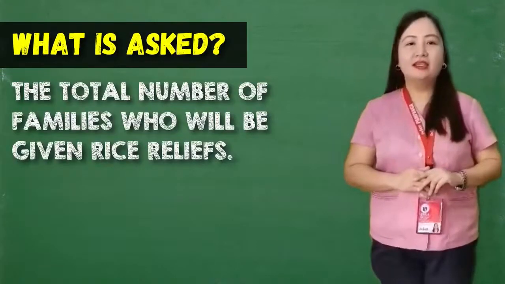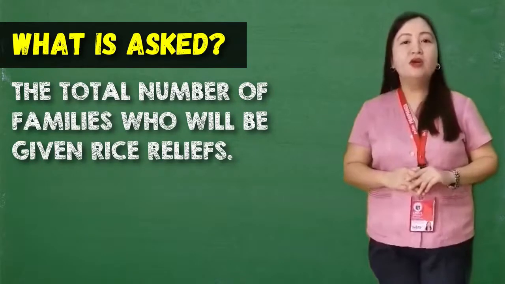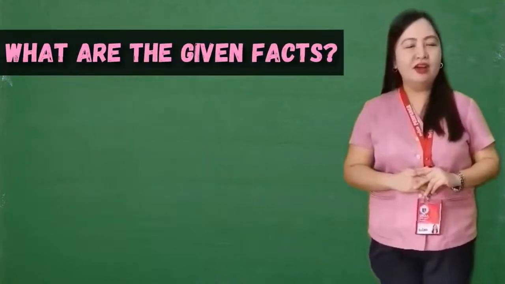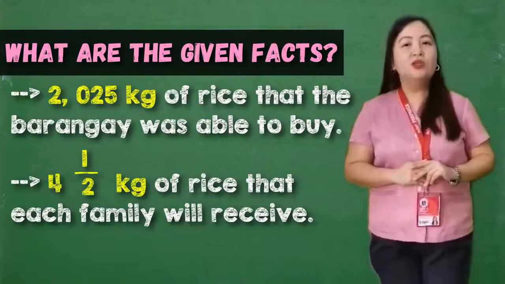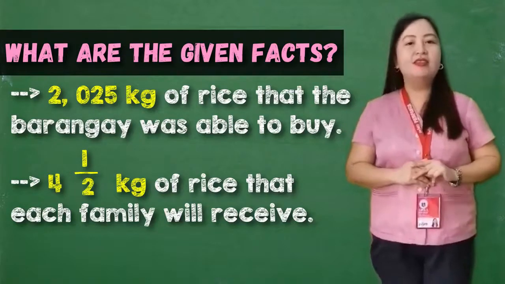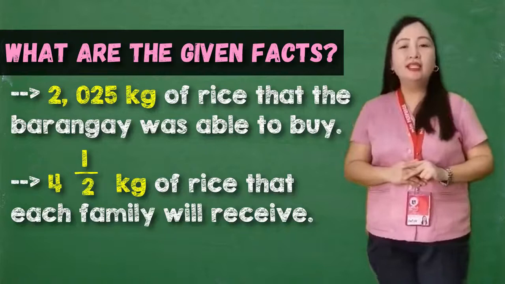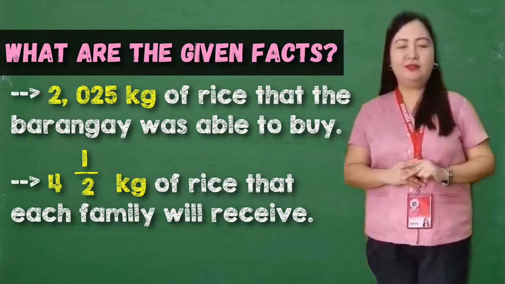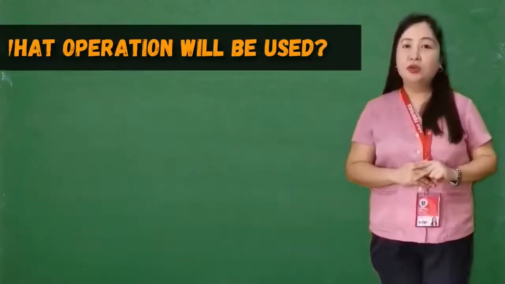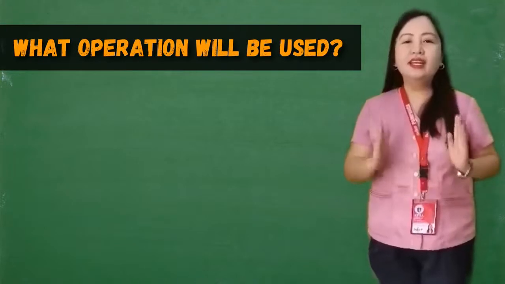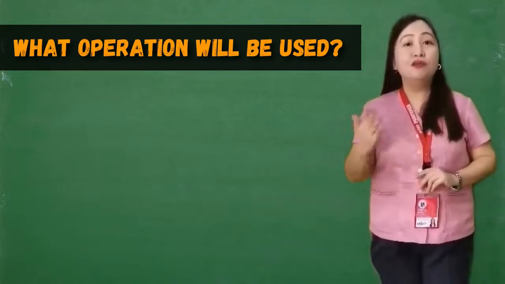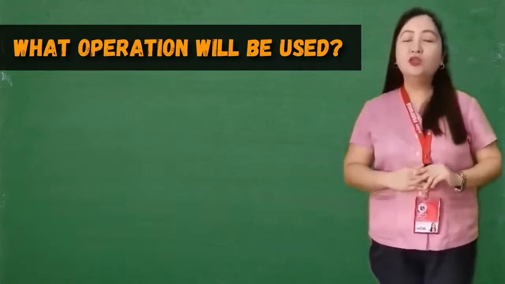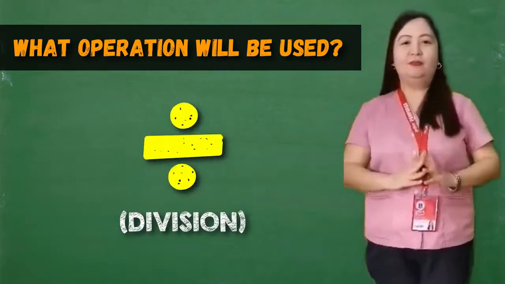First, what is asked? It is the total number of families who will be given rice reliefs. Second, what are the given facts? This includes 2,025 kilos of rice that the barangay was able to buy and 4.5 kilos of rice that each family will receive. Third, what operation will be used? Since we are getting the number of families who will receive 4.5 kilos of rice from 2,025 kilos, the operation to be used is division.